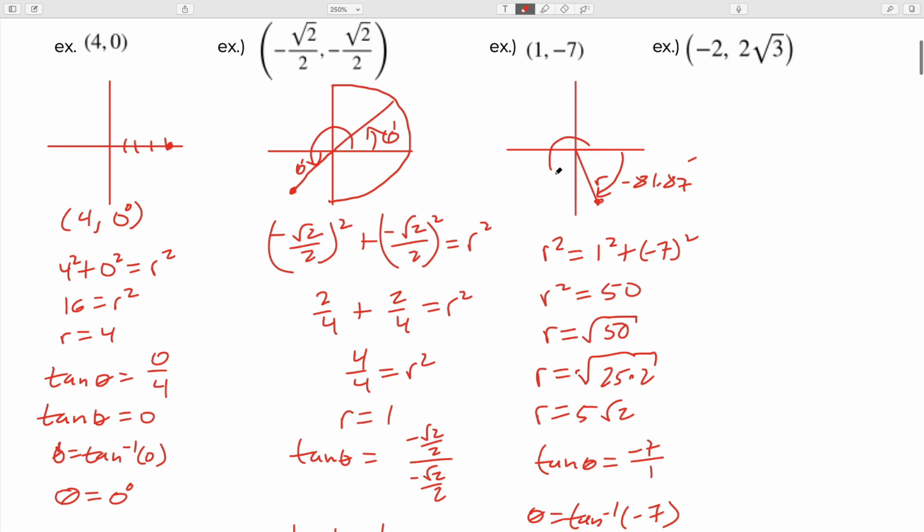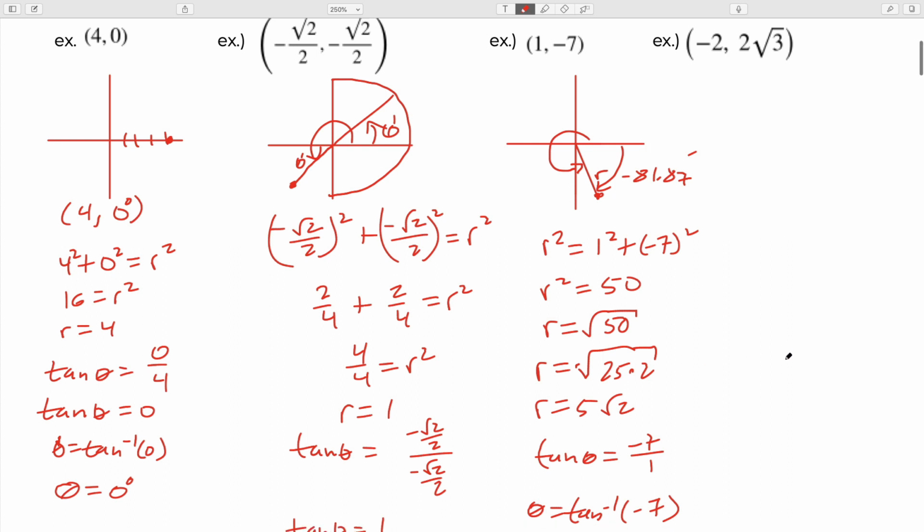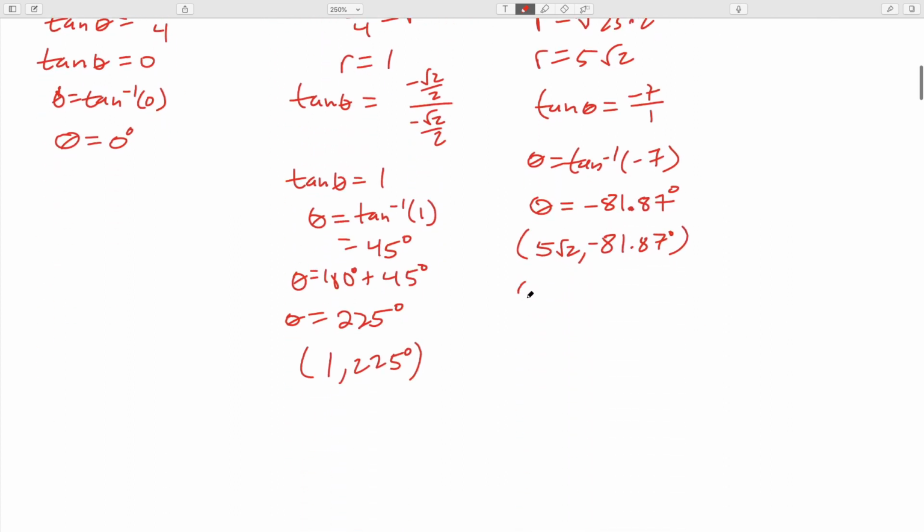Well, what if I want to do this angle? Would it still be the same? Yes, because remember, those are coterminal angles, right? So all I need to do is add that to 360. I could also do 360 minus 81.87, and that would give me 278.13 degrees, right? So therefore, you could also do it as 5 square root of 2, comma, 278.13 degrees. And I don't know what your professor or teacher might want.